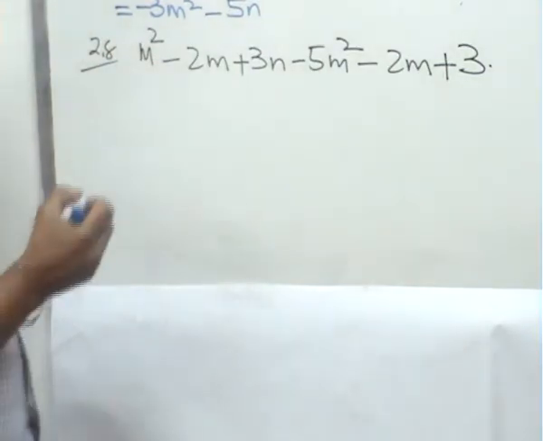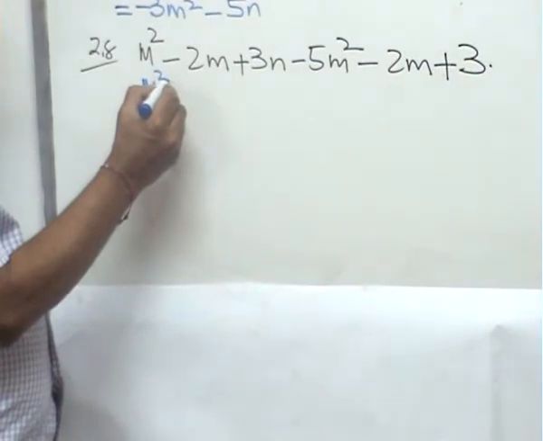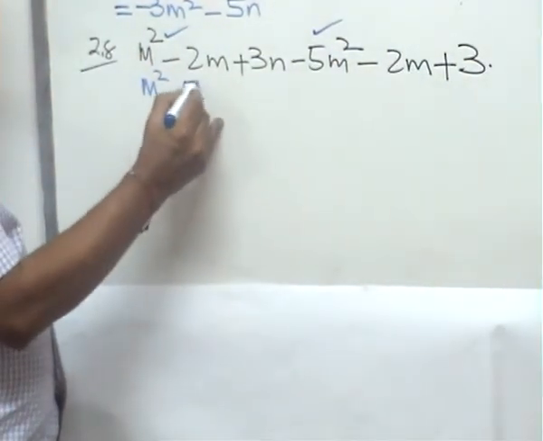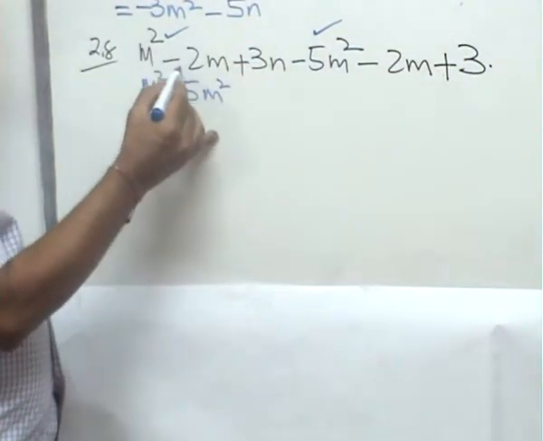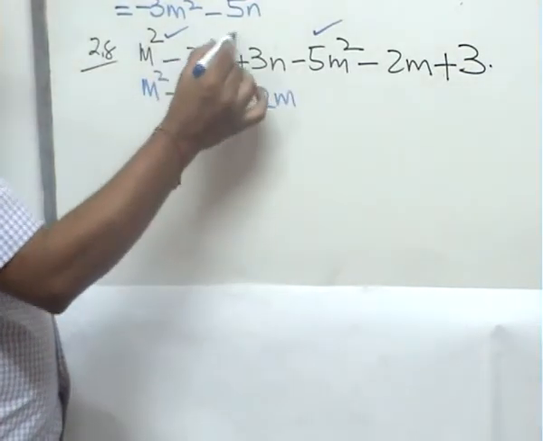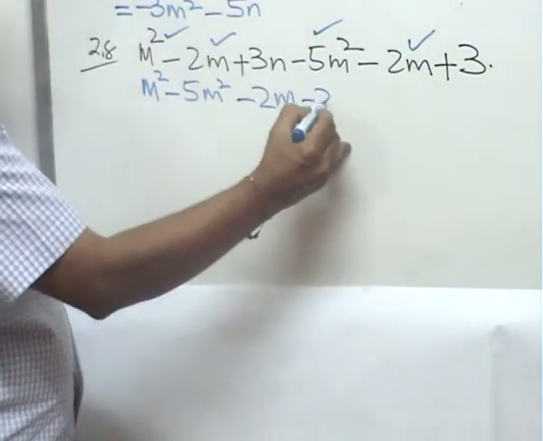Alright, 2.8. We have a term in m squared, and we have a term in minus 5m squared. So we brought the m squareds together. Then we've got minus 2m, and we're looking for any more m. So there's another minus 2m here.